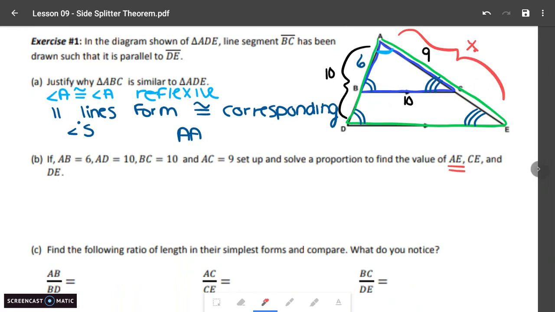One way we can set up this proportion is looking the smaller side of AB is 6 over the larger side of AD being 10, and that's equal to the smaller side of 9 over the entire thing of X. When we cross multiply, we should end up with 6x equal to 90. And when we divide both sides by 6, we end up with x equal to 15. So our first value, or our first side we were looking for, AE, is equal to 15.